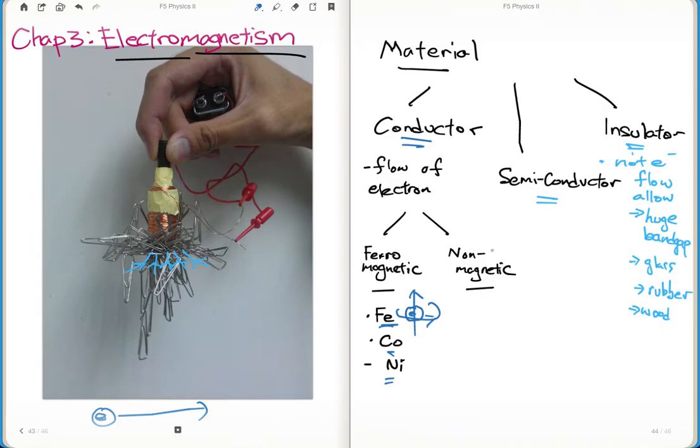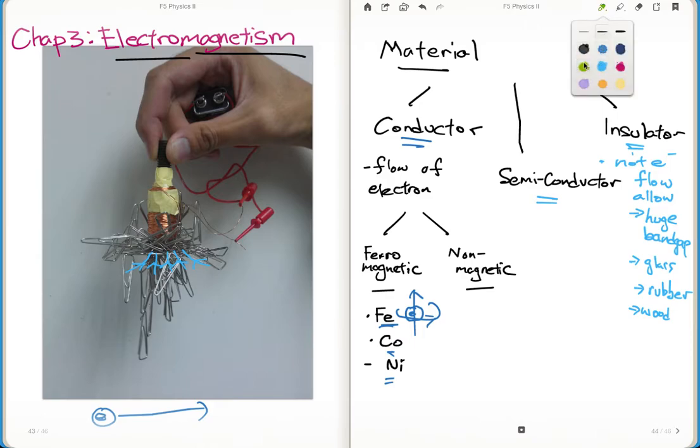For non-magnetic but conductor materials, I'll give you one example, called copper. Copper is a conductor, but it's non-magnetic material. Another example, you may go to a book, is pure aluminum. It conducts electricity, but it's not magnetic.